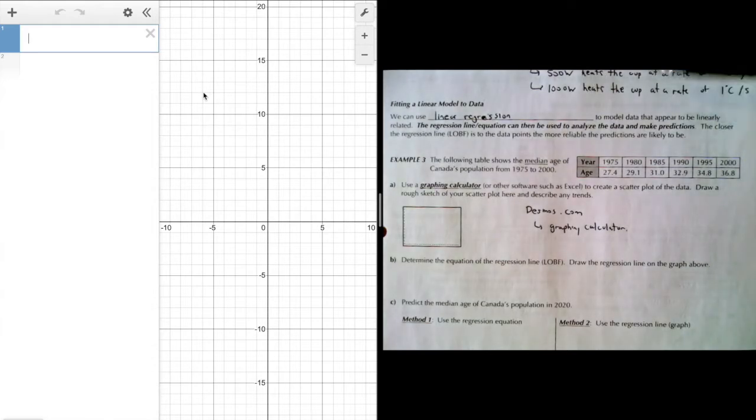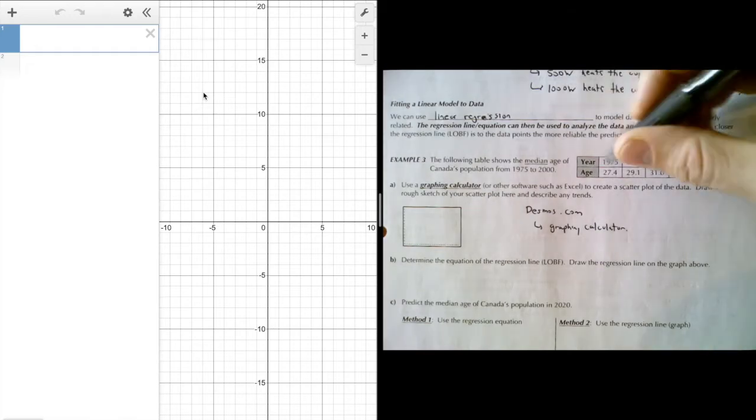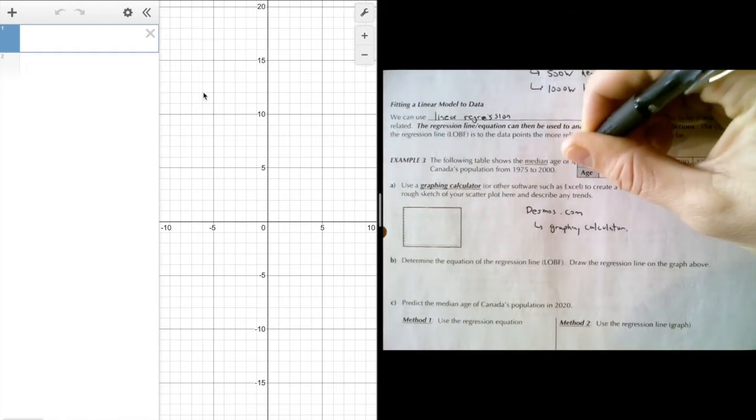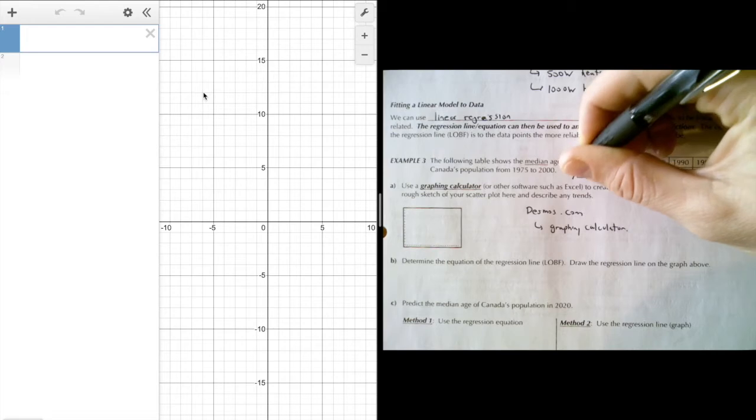So we need two variables. We need year and age. And if you have a table arranged like that, the top is always the X, and the bottom is always the Y. So we're going to put years for X and age for Y. If we want to insert a table, what we do is we go to the plus sign and we click table. And if you notice, you're going to have an X1 and a Y1.